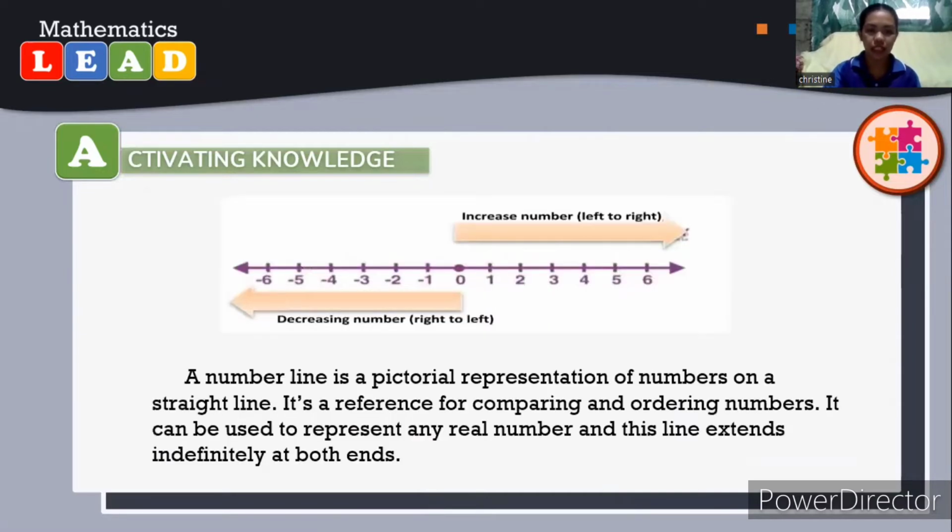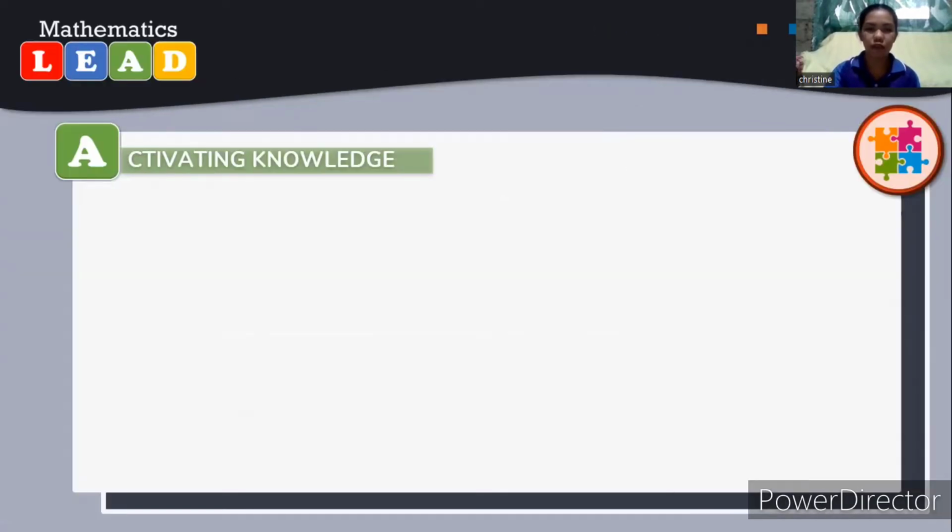Then a number line is a pictorial representation of numbers on a straight line. It's a reference for comparing and ordering numbers. It can be used to represent any real numbers, and this line extends indefinitely at both ends. So let's apply it in example 1.